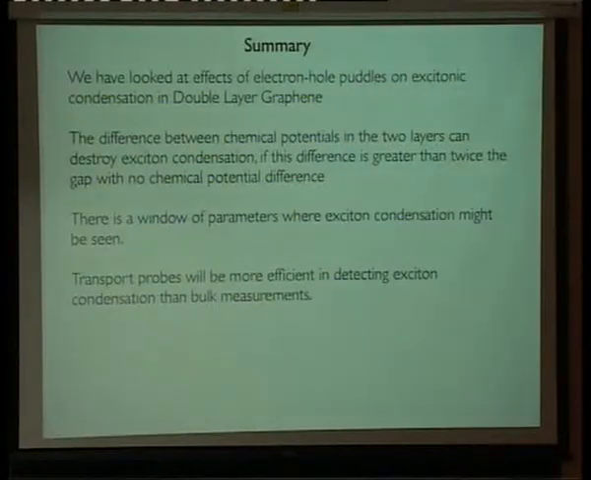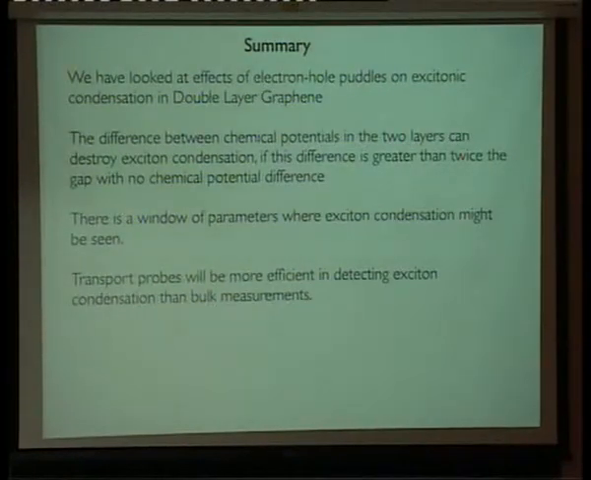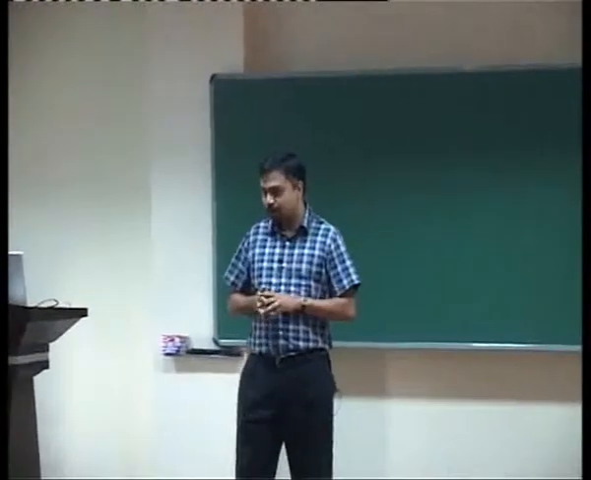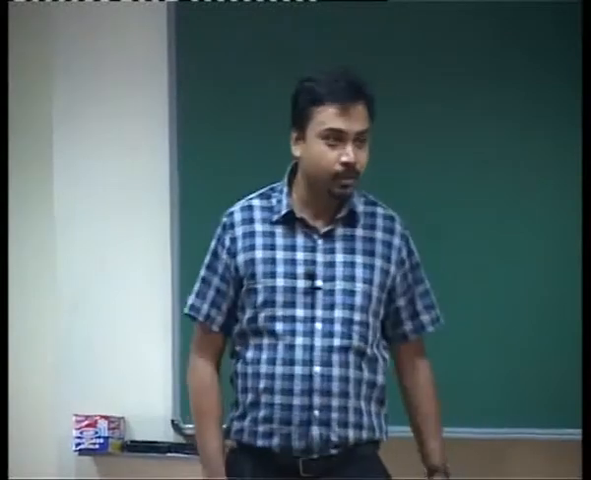I'll leave with the summary that bulk gaps or bulk thermodynamic properties may not be a very good way to look at this. Once you have disorder, you have a much better chance of accessing this through transport, because in transport you still see something at D equal to 5 nanometer with static screening, which is the worst case scenario, but you still see something. In the gap, you don't see anything at all. And so with that, I will stop.